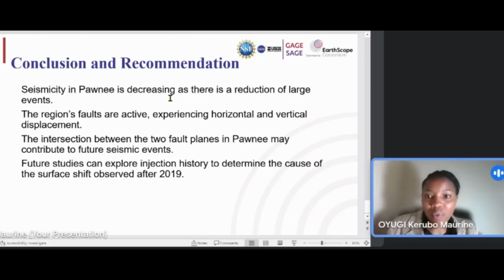This study recommends that future research can explore injection history to determine the cause of the surface shift observed after 2019. Thank you.